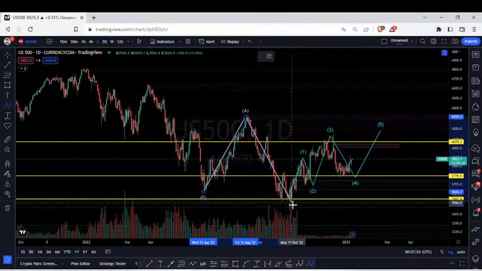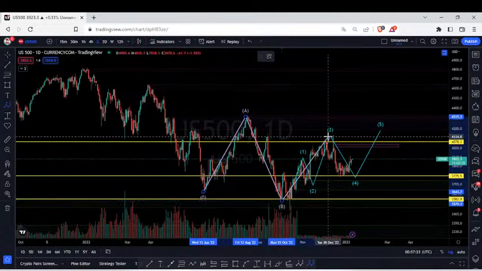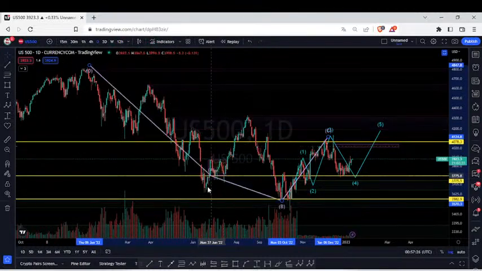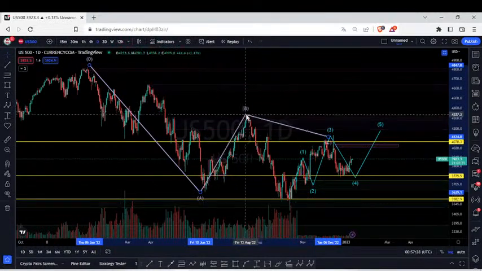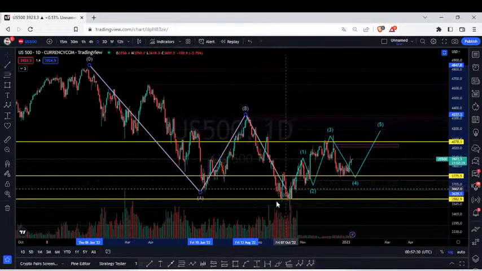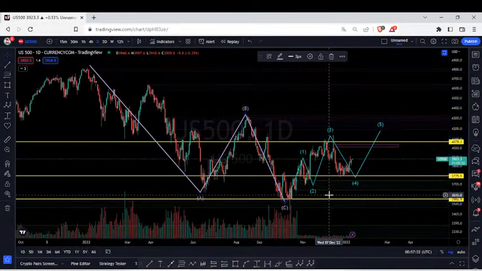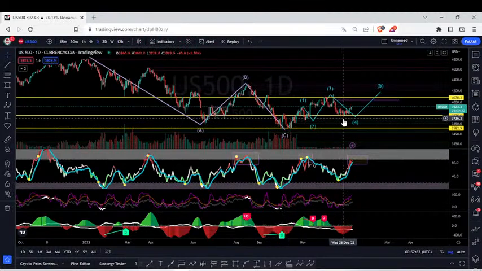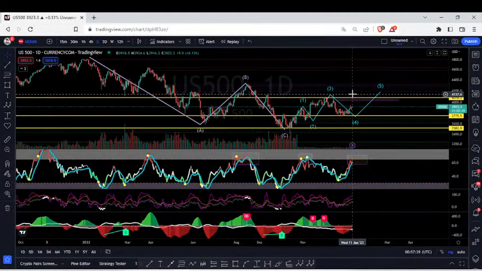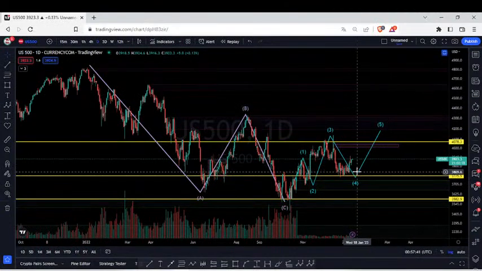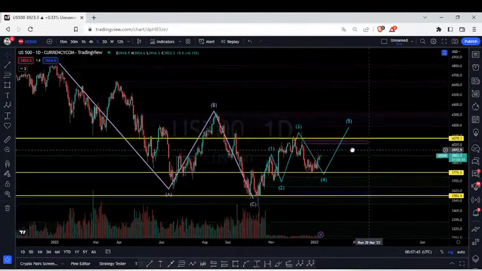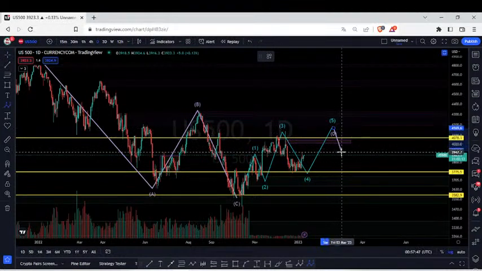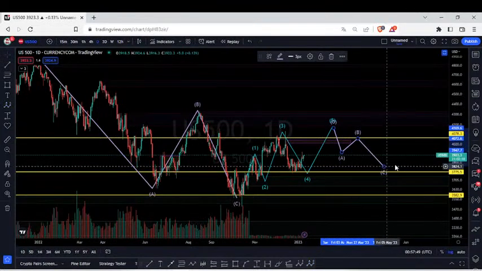Okay, so we got the A, B, and sorry, not this way, right? So we had the first A wave, we had the second B wave, and then we got the C wave. Okay, it printed a bullish divergence, and that was on the weekly chart. Right. Now it's playing it out. So we got the 5 waves left, and then it's going to do an ABC correction. Okay, so it's likely something like that around this range.